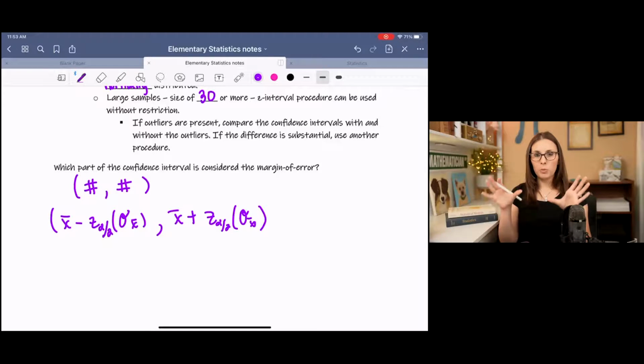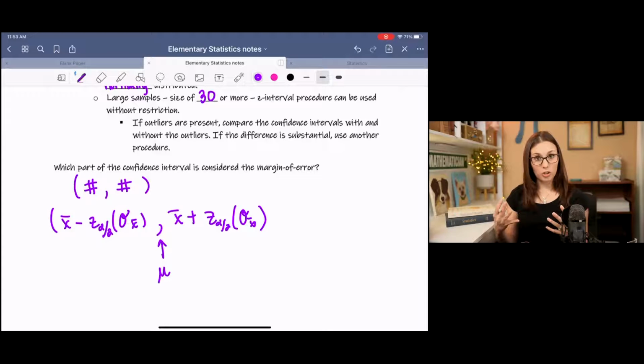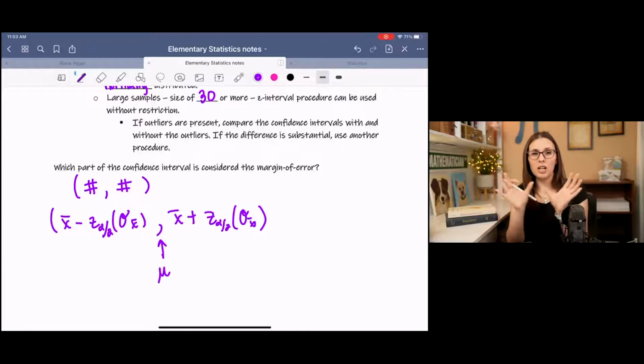So the formula gives us our two endpoints, and our population mean is supposed to be in the center. And the margin of error is kind of this fluff or buffer. It's a buffer to say, oh, we're 95% confident that it's within this region. It kind of gives us this comfort zone of where we think it is.